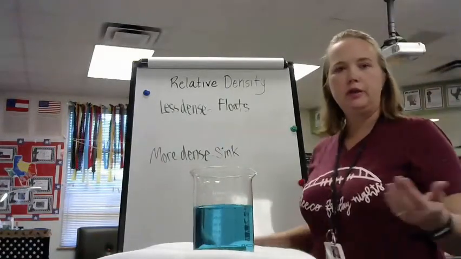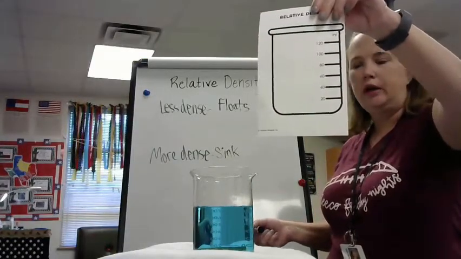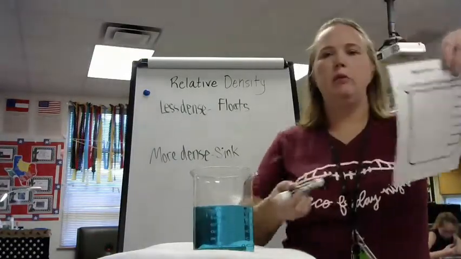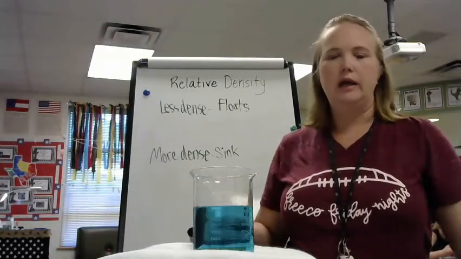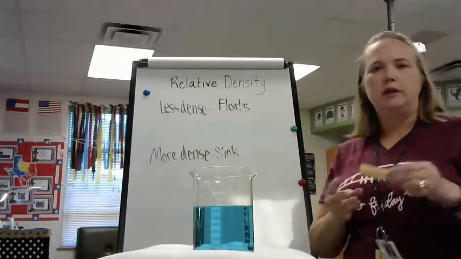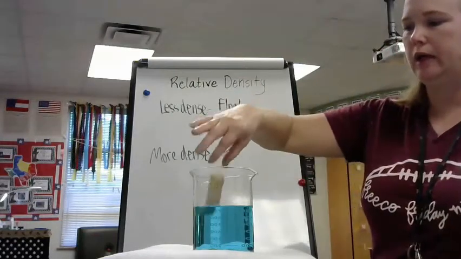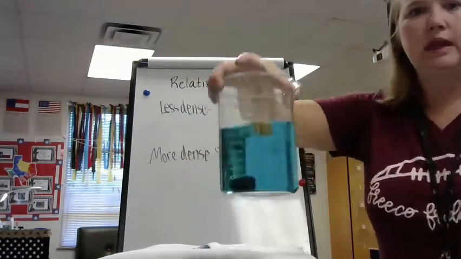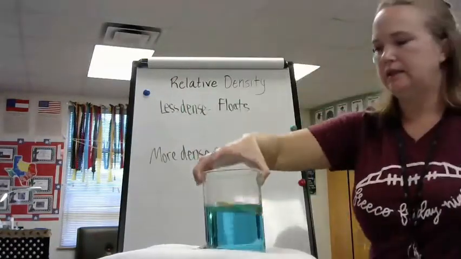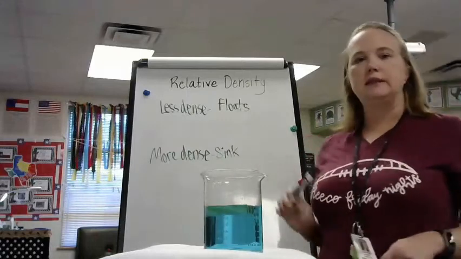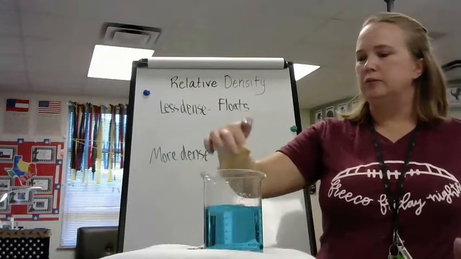So in our journal entry, whenever we get ready to fill out our little beaker, we're going to draw some water in, and we'll draw our rock down here at the bottom, and we're going to label or write on there that the rock is more dense than water. The other thing we're going to test out is just a wooden block. I'm going to drop the wooden block in here, and as you can see, it is floating. So that means it is less dense than water. So the wooden block is less dense than water, and the rock is more dense than water.